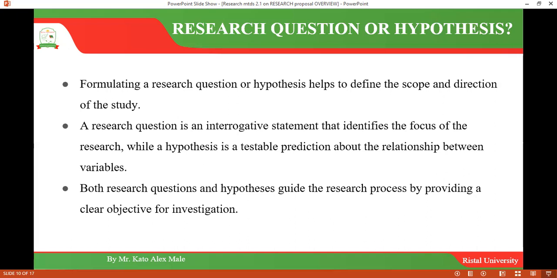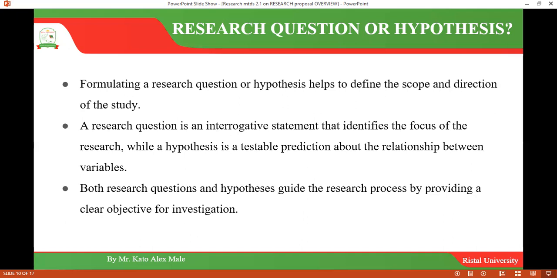Research question or a hypothesis. Formulating a research question or hypothesis helps to define the scope and direction of the study. We have seen what a scope is. So when you formulate a question, you're trying to get the direction into which your research project is going to be flowing. The research question is an interrogative statement that identifies the focus of the research. You get it? While a hypothesis is a testable prediction about the relationship of the variables.